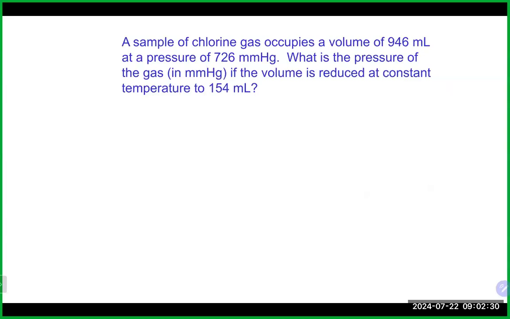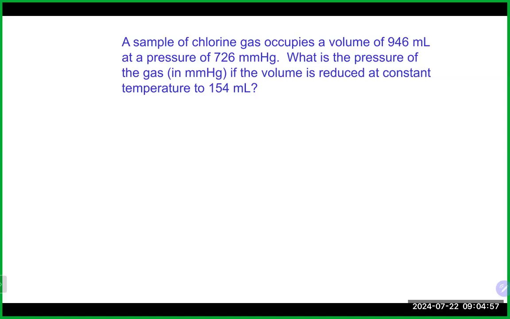All right, so why don't you try one here? A sample of chlorine gas occupies a volume of 946 milliliters at 726 millimeters of mercury. What will be the pressure if the volume is set to 154 milliliters? Let's take a moment and see what you come up with here.